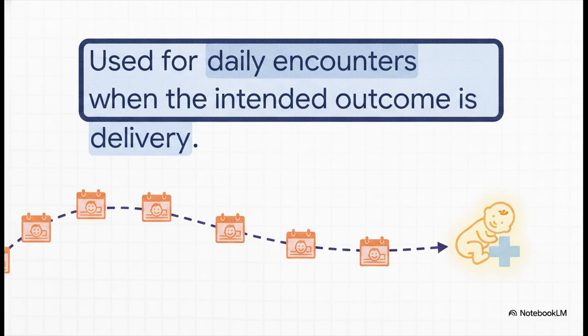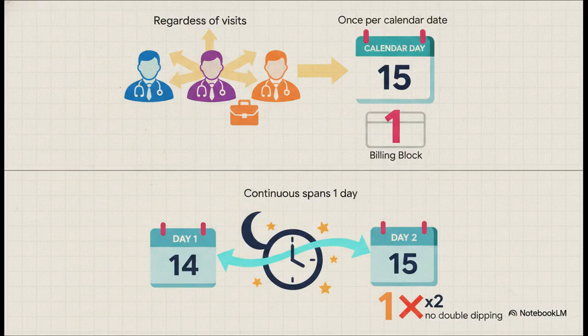The 2 key phrases you need to burn into your memory are daily face-to-face encounters and intended outcome is delivery. If you're checking in the next day and the goal is still delivery, you are operating firmly in the subsequent labor management realm. Okay, let's look closer at these subsequent rules, because honestly, this is a massive compliance trap, so pay close attention.